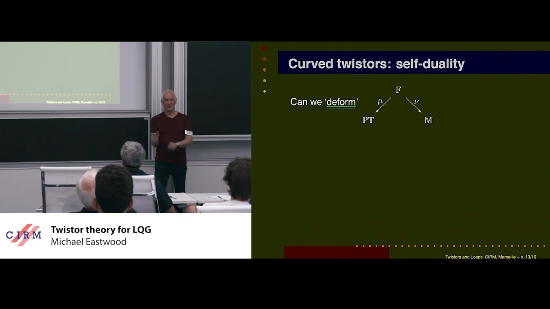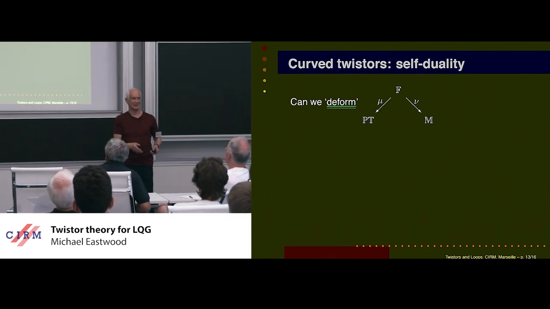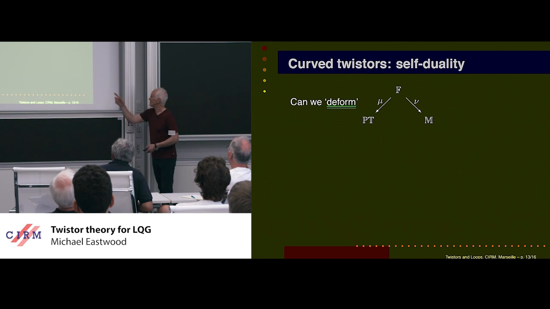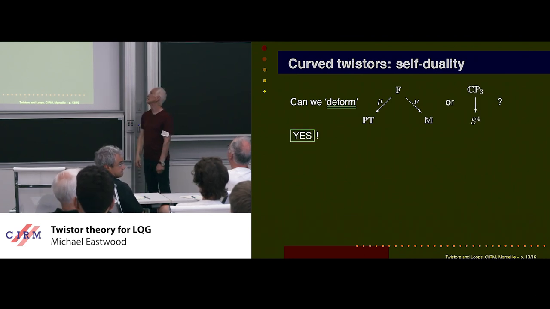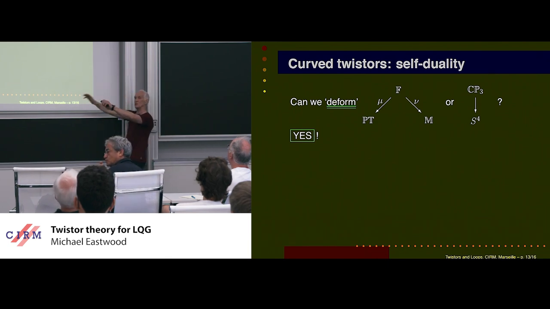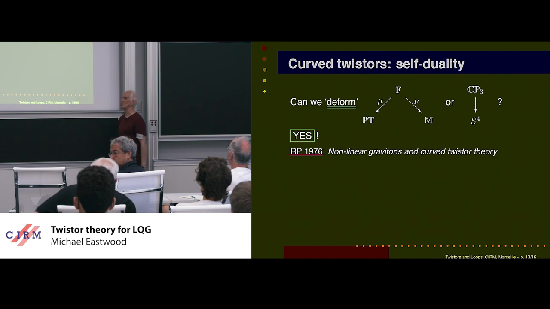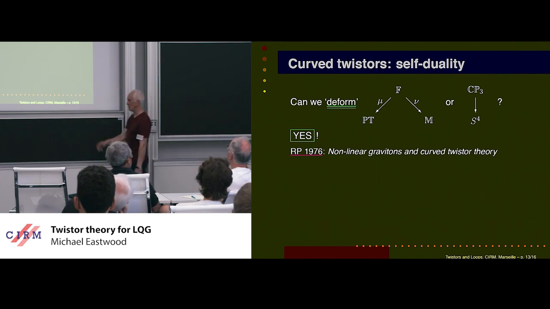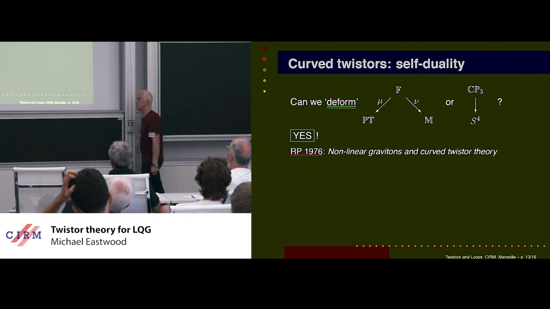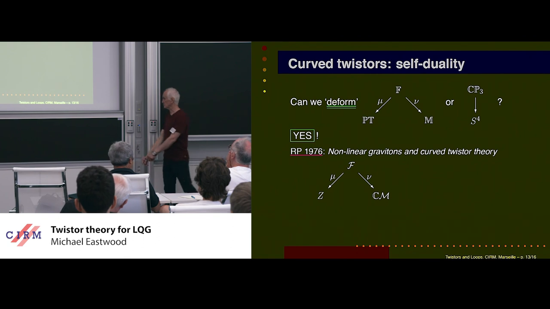So one thing is I can just cut to Maciek's talk here. Maciek is going to tell you about curved Twistor theory, a little bit more about self-duality, where you ask, when you take these flat situations which we've been discussing, can you deform them a little bit and get something nice? And you can. So this is another major milestone in Twistor theory: Roger Penrose's article in 1976.